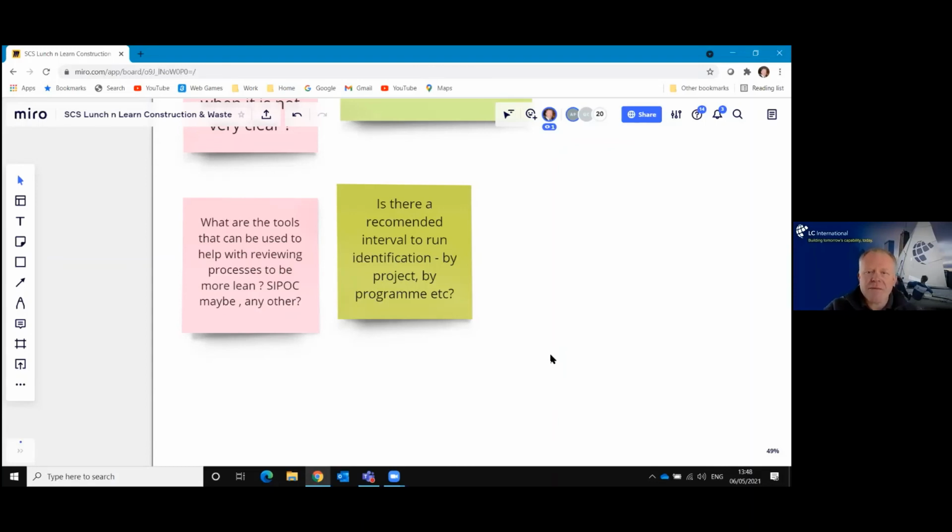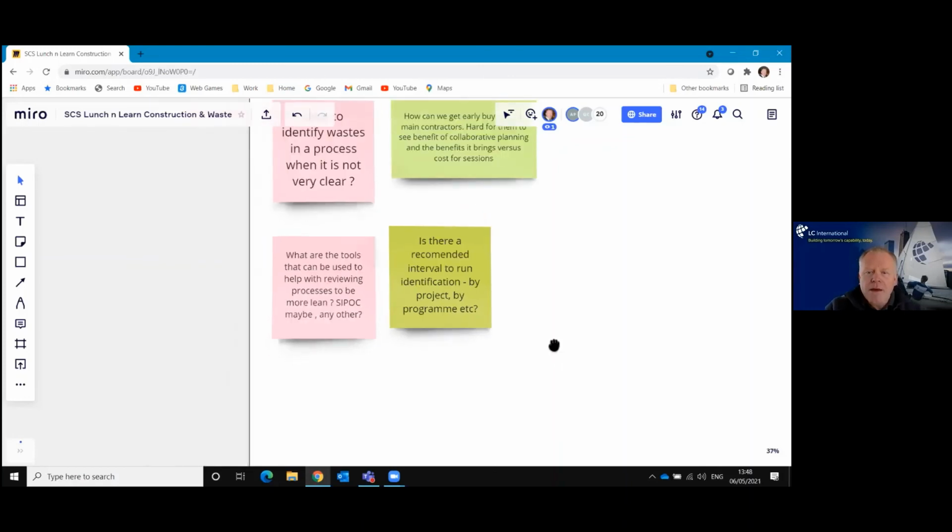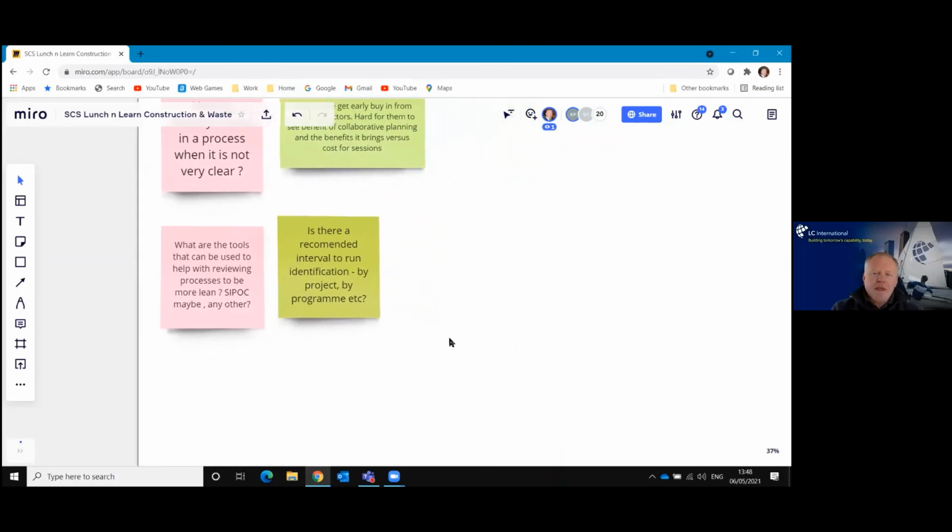We've got a question: is there a recommended interval to run identification by project, by program? I would say yes. The shorter the interval is, the more chance you have of taking action where there are gaps. Typically in construction, you may have weekly or monthly meetings reviewing what has gone on, what your percentage plan complete may be, for example. And if you're only reviewing that weekly or monthly, you can only take action to improve weekly or monthly.